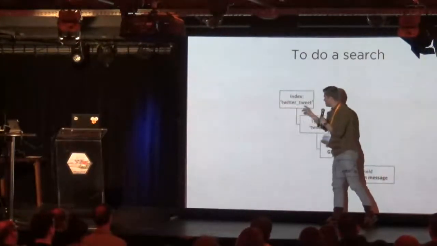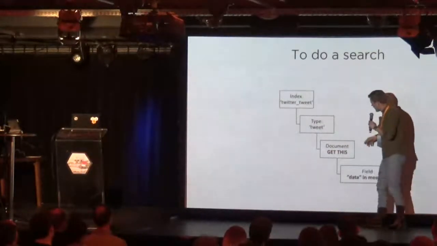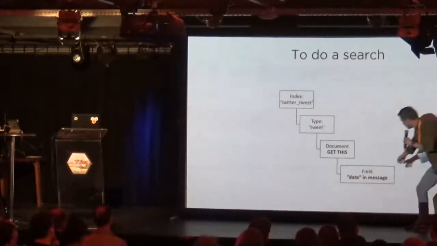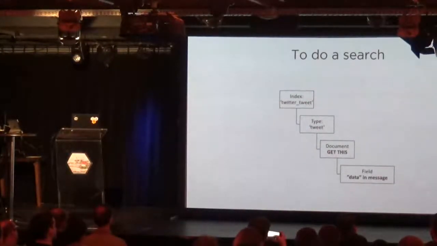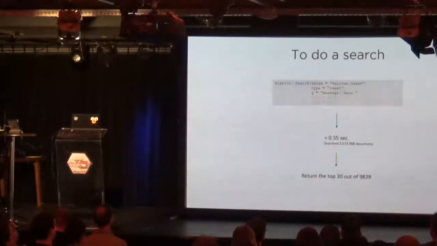To do a search, you need to state what index you want to search on. Let's say we want to search the Twitter tweet index. The type is tweet, and we want to get some documents. And the field we want to use is the message field, where we want to search for the word data. So now we're trying to do a search where we search for the word data in the field message. To translate that into our code, it would look something like this.